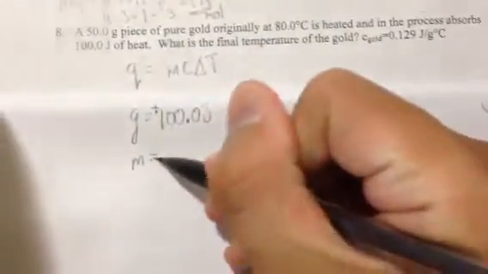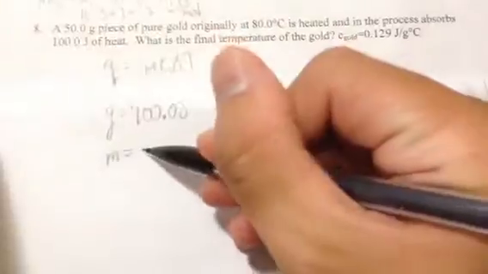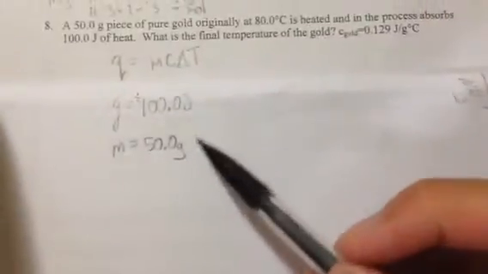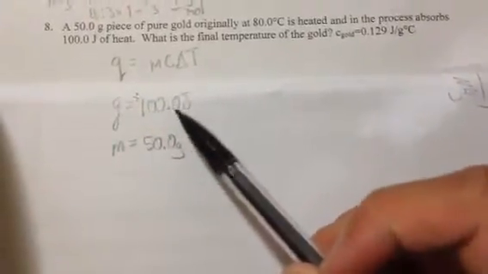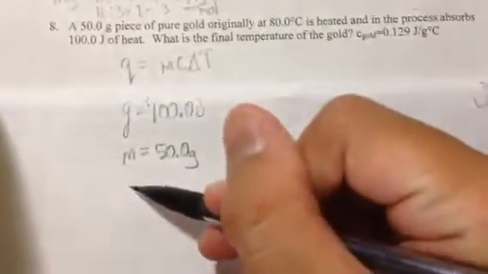See if we have a mass. Do we have a piece of gold? Oh, okay, we have a piece of gold, but how much does it weigh? Oh, yes, we do. 50 grams. So there is a mass, okay? It's saying that 50 grams of gold somehow absorbed 100 joules of energy, okay?